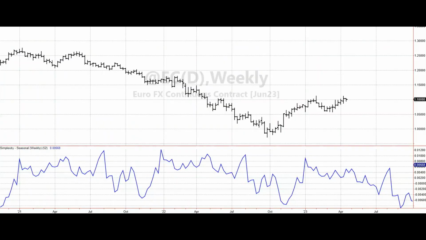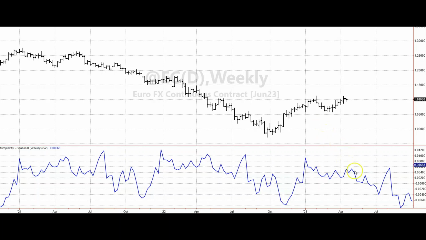Next up is the seasonal chart for the euro currency. If we take a look at May, which is this decline right here on the indicator, and right here in 2022, and right here in 2021, we see it's a very bearish time for the euro currency. Now, what we want is for the price to follow the pattern of the seasonal to prove that the seasonal pattern is going to be effective in this year.